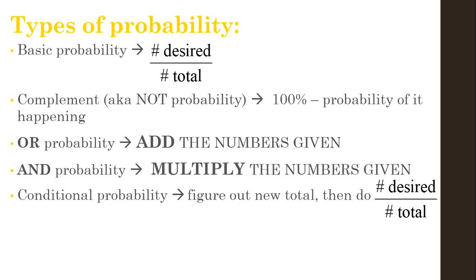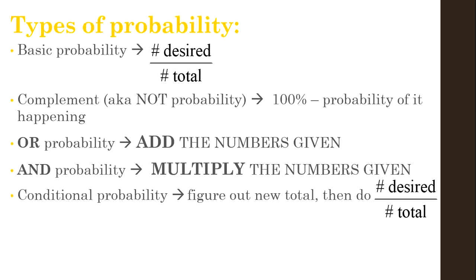Or probability: when you hear the words like find the probability of this or this happening, that means that you're supposed to add the numbers of those two events happening. And then when you see and probability, that means you're supposed to multiply the numbers of the probability that's been given to you. And if the probability isn't given to you for the and or, then you're going to have to find it probably using basic probability again.